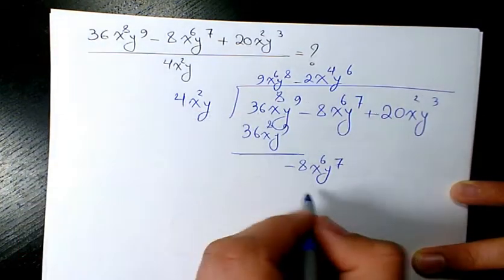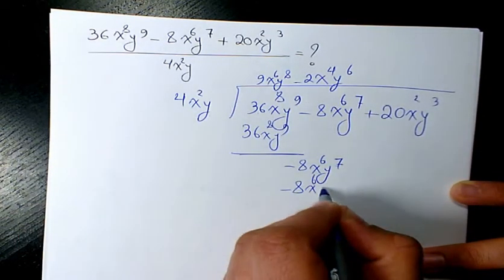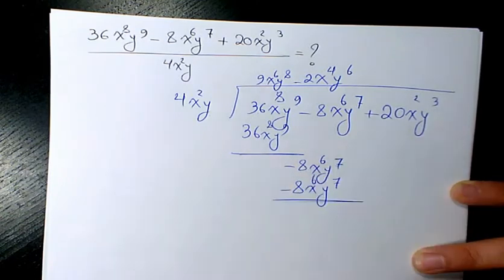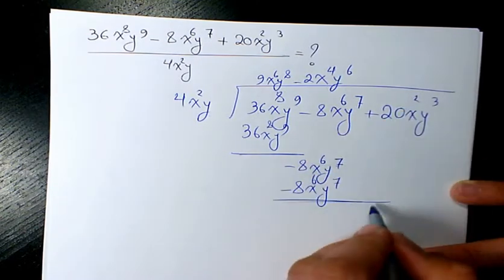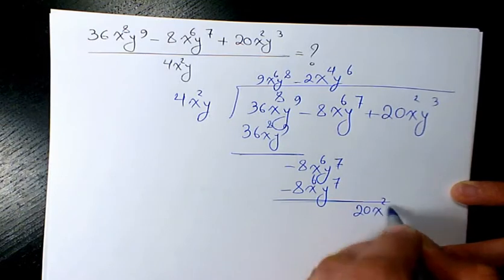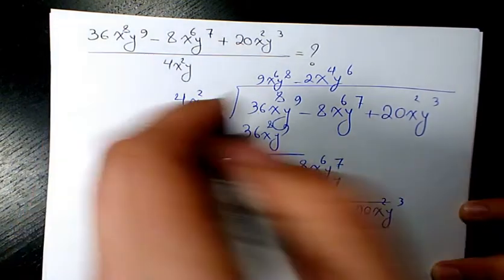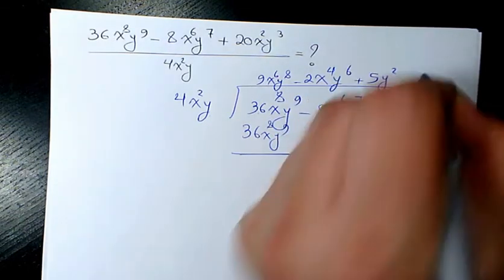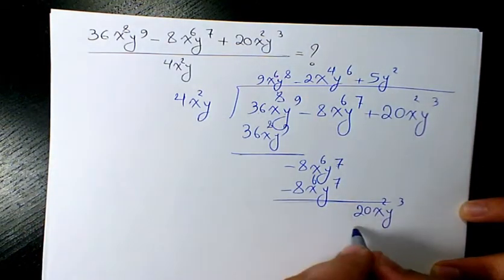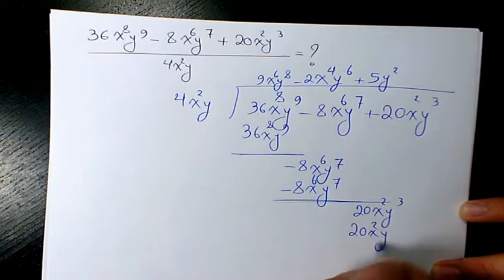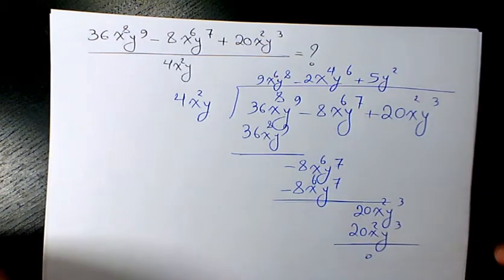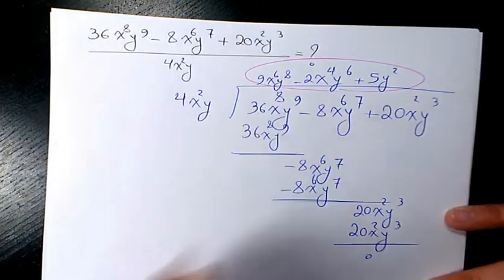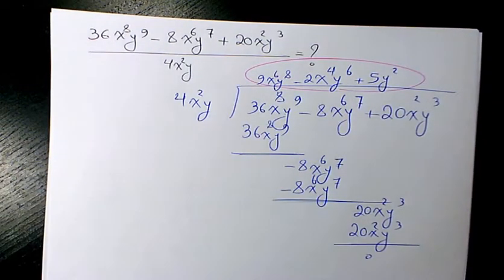So when you multiply it, you must get the same number. When you subtract it, it's going to be 0. Then you bring the next number down, 20x squared y to the power of 3. Divided by this guy is going to be 5y squared, times this one is going to be 20x squared y to the power of 3. That's going to be 0. So here, this one is going to be the quotient.